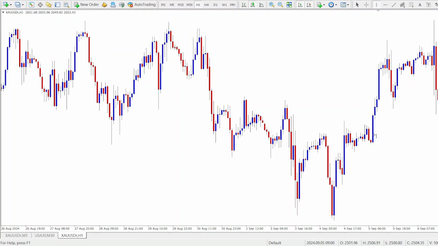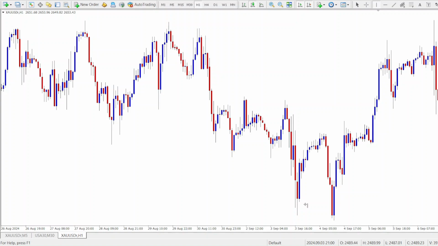Hello traders, you're welcome to this video, and in this particular video we are going to be discussing the bullish engulfing candlestick pattern. So basically the bullish engulfing pattern is a pattern that is easy to spot. Yes, you can easily find the bullish engulfing pattern, although it does not occur all the time, but the bullish engulfing pattern is one of the most common bullish reversal patterns.